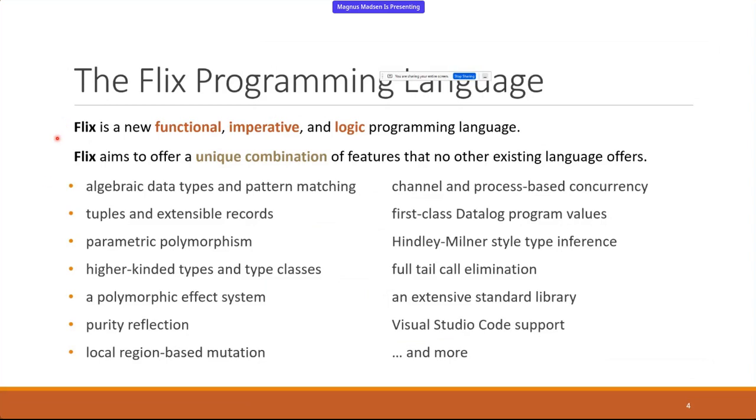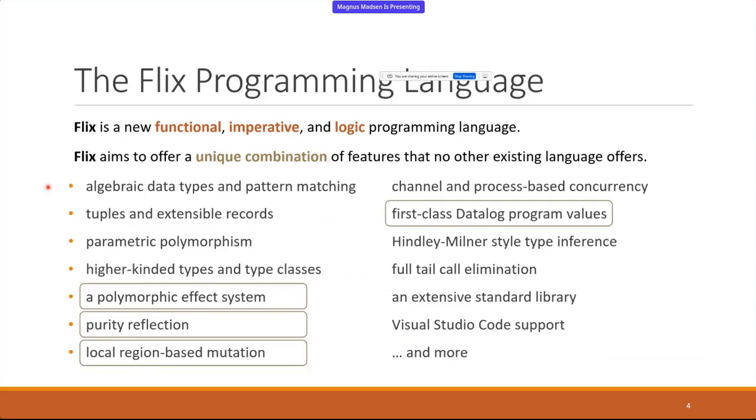It has many features that you would expect from a functional language, including algebraic data types and pattern matching. It has functions, higher order functions, parametric polymorphism, and so on. Notably, it has a few unique features that are not found in any other language. For example, it has a polymorphic effect system. It has something we call purity reflection. It has local region-based mutation, and it has first-class Datalog program values.